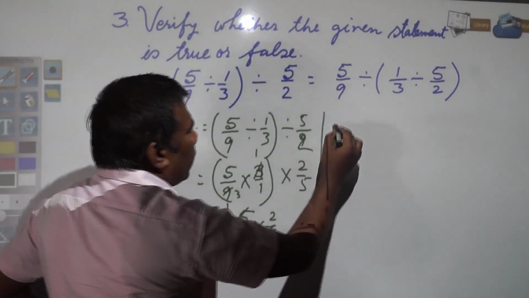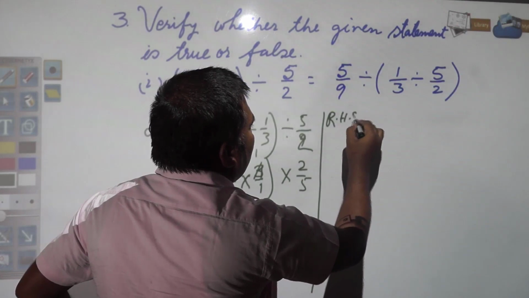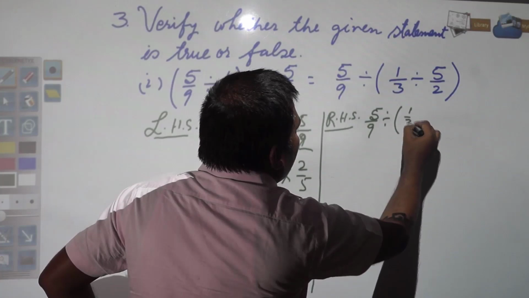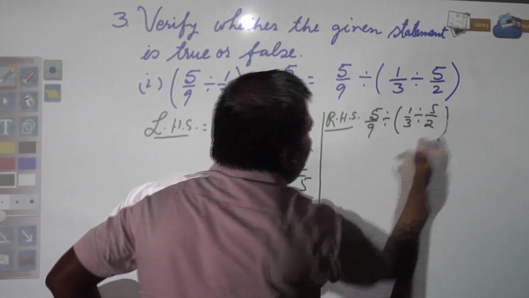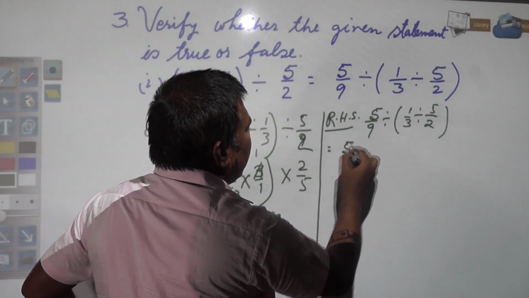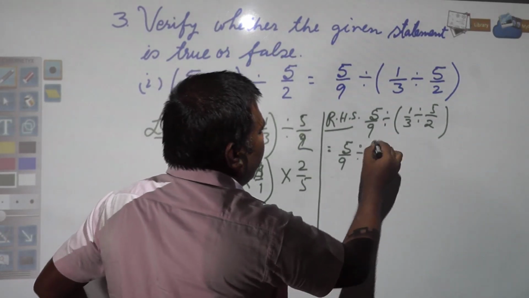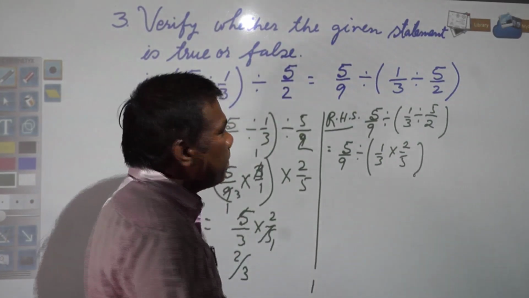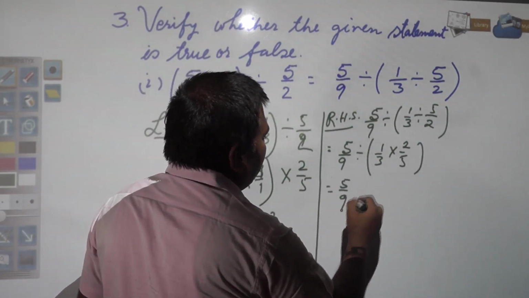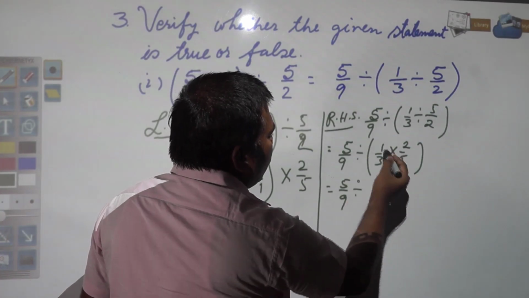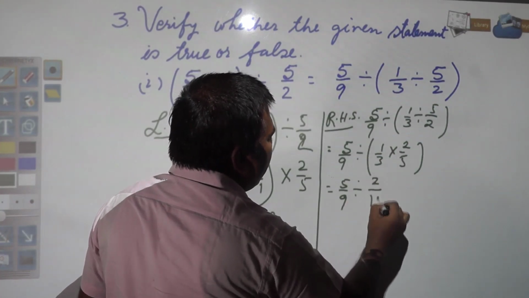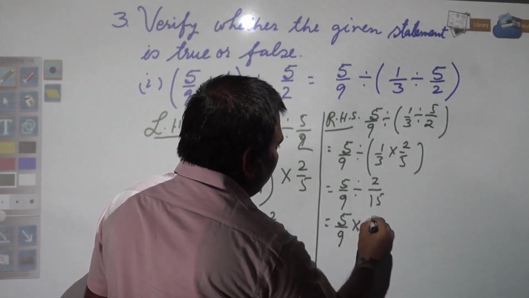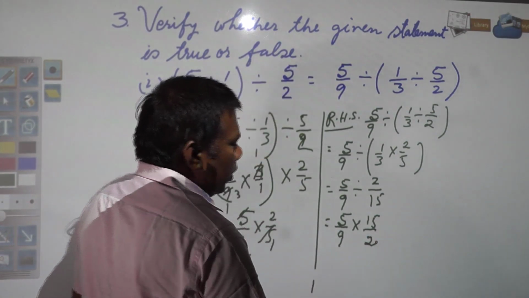On the right side, you see what you have, RHS: 5/9 divided by 1/3 divided by 5/2. So it can be written as 5/9 divided by, this you simplify, 1/3 into 2/5, and 5/9 divided by 2 ones are 2 and 5 threes are 15. Can be written as 5/9 into 15/2.